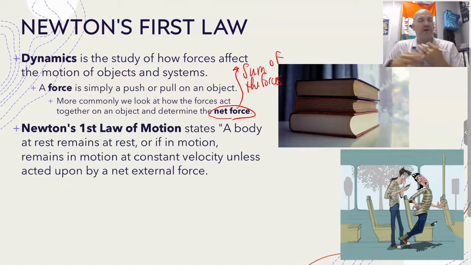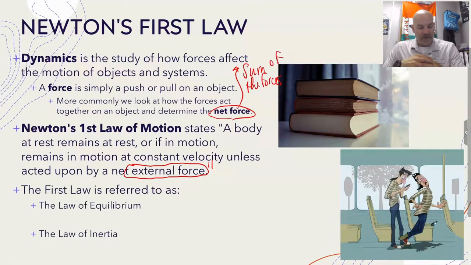Now, Newton's first law states, a body at rest remains at rest, or if in motion, remains in motion at constant velocity, unless acted upon by a net external force. And I forgot the quotation, right? So the main thing is for the object to change its state of motion, something has to come from the outside.